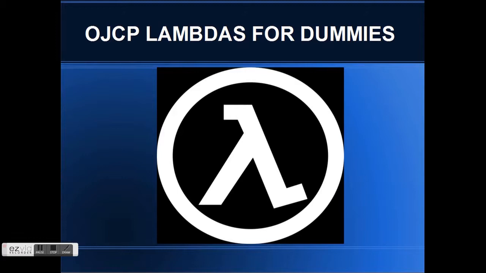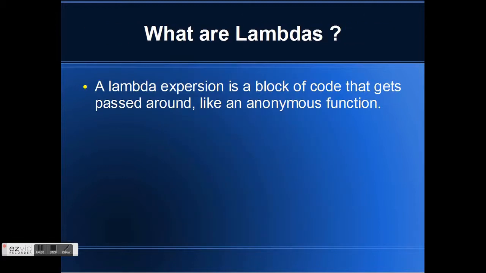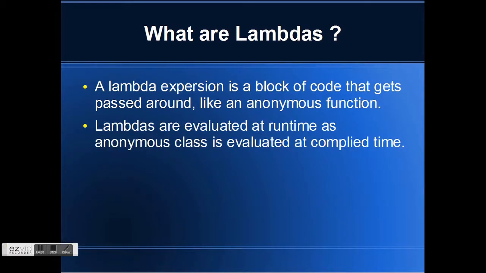What are Lambdas? In simple terms, lambdas are just expressions of code that get passed around. A lambda is like an anonymous function, a shorter version of an anonymous function. That's it. Lambdas are a shorter version of an anonymous function or class with more features. Lambdas are evaluated at runtime, as anonymous classes are evaluated at compile time.